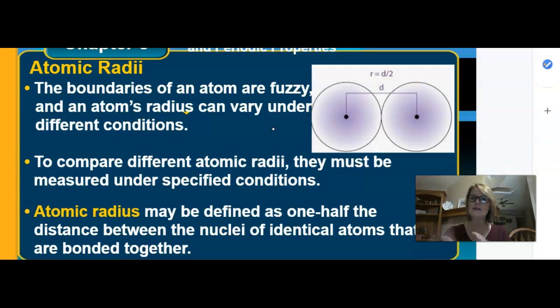What they've done, if you look at this picture, is find the nucleus of both of those, and they measure how far it is from nucleus to nucleus once it is bonded together. And then they just take that number and divide it by 2. So the atomic radius is defined as 1/2 the distance between the nuclei of identical atoms that are bonded together. And again, it is due to that electron cloud's fuzzy exterior.